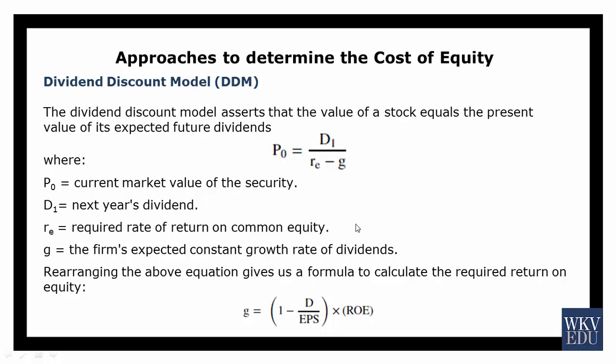The growth rate G is very important. So you can calculate RE equal to D1 divided by P0 plus G. Also, the growth rate is a very important variable in this model. There are two ways to estimate the growth rate, and the growth rate can be calculated using 1 minus D by EPS times ROE, where D by EPS is the payout ratio and 1 minus D by EPS is the retention ratio. Therefore, the growth rate can be calculated as the retention ratio times ROE.